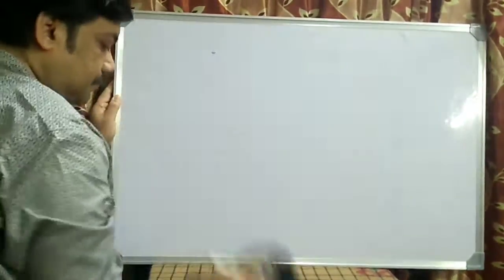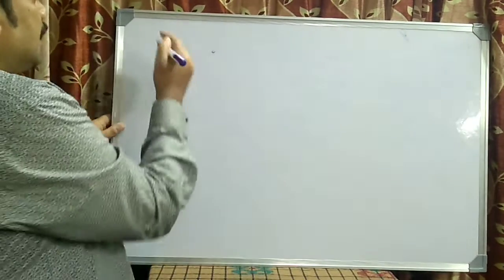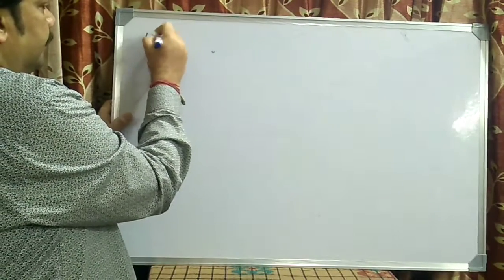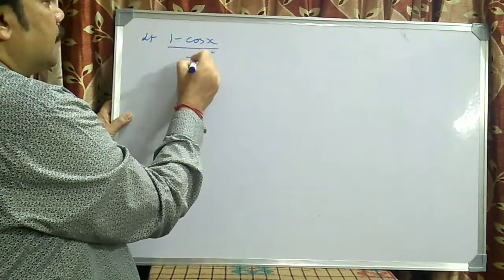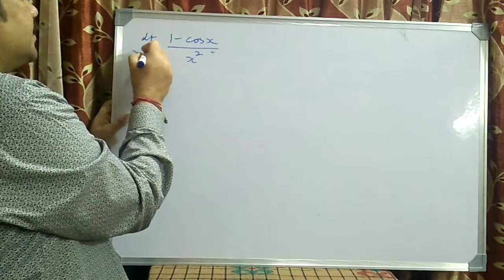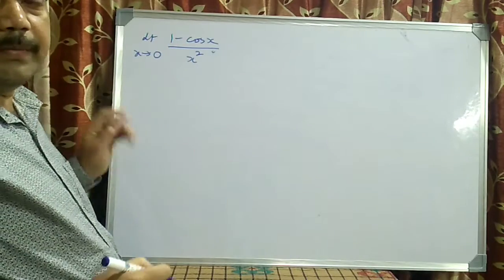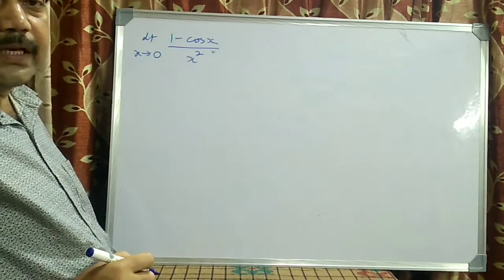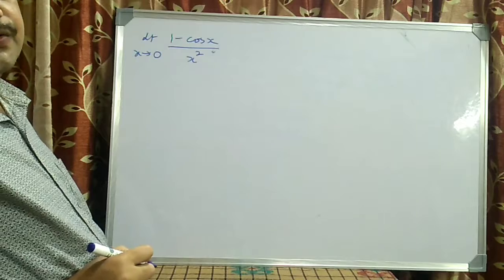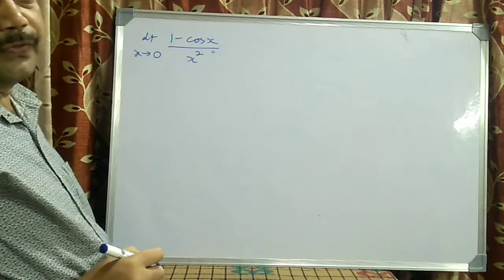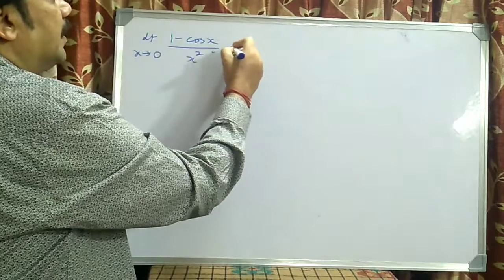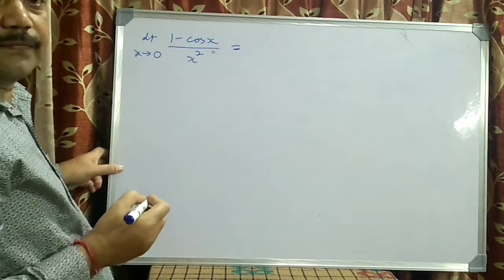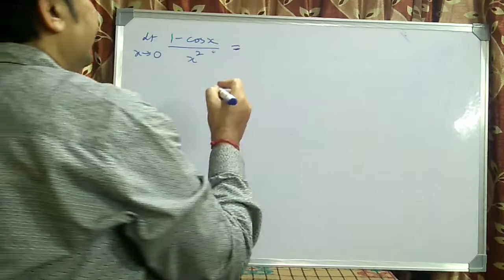Now the problems are like this: limit of 1 minus cos x by x square as x tends to 0. If you want to do, you can do directly in this form. So we have the trigonometric application of submultiple angles in this way.